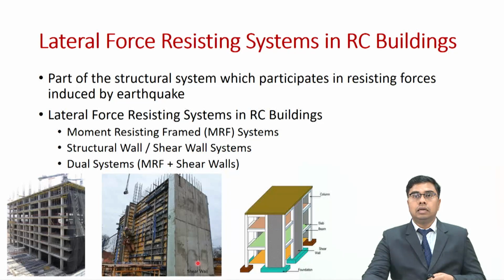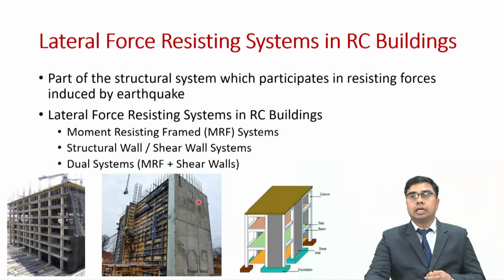In this slide, in the first photograph, we can see a moment resisting framed structure. What we can observe is that the building comprises columns and beams, both rigidly connected with each other at these beam column joints. These rigid joints are called moment joints because they are able to transfer moment from beams to columns, and therefore this structural system is referred to as moment resisting framed system.